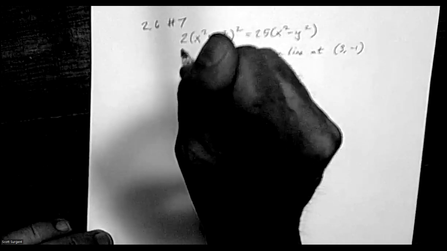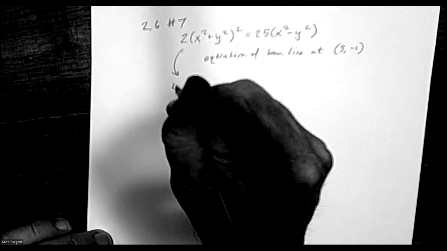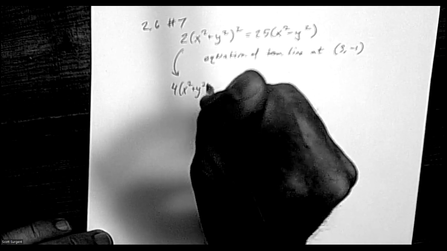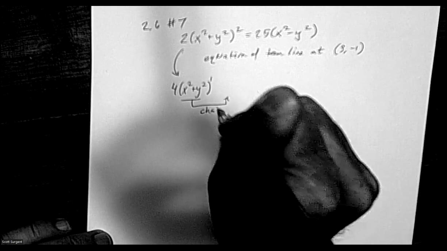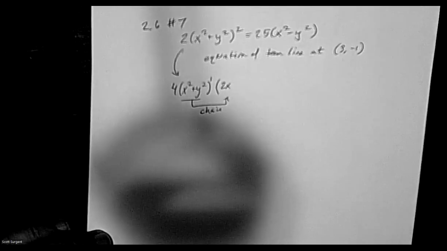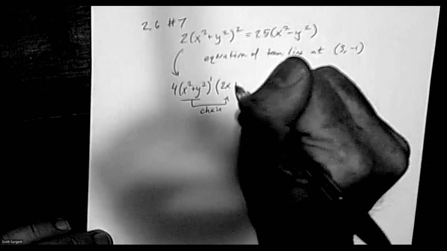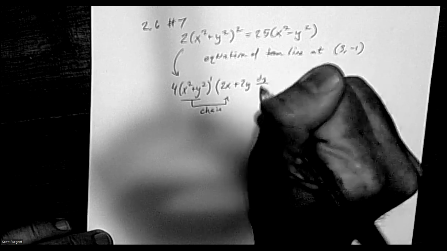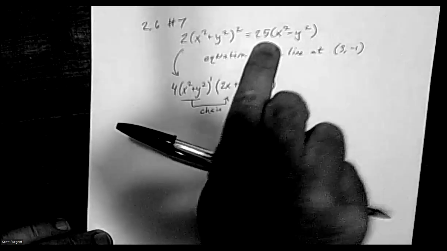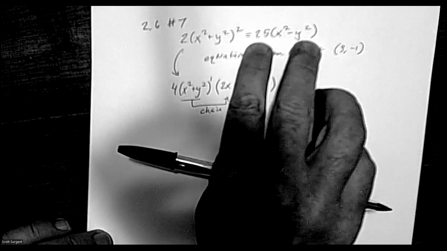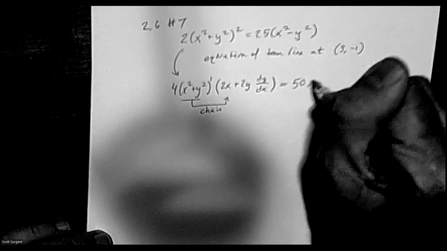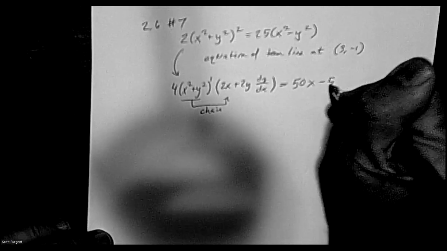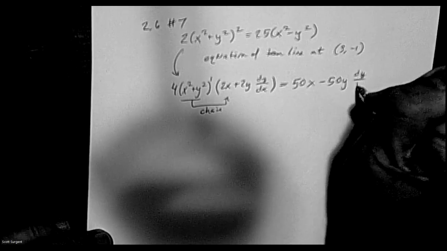So I'm going to show you the shortcut. First of all, you just have to kind of gut through the derivative. Bring the 2 down, you get 4 times (x squared plus y squared) to the first power, then the chain rule. So you're gonna have 2x, and of course dx is 1, then you're gonna have 2y dy/dx. Okay, good. Over here, I can actually move the 25 through. Take the derivative, I get 50x, and then here I'm gonna get -50y dy/dx.